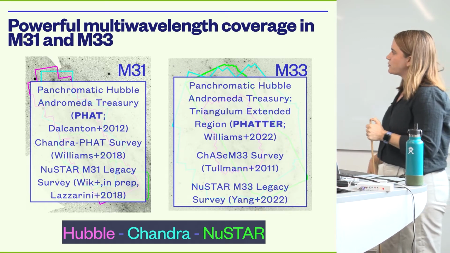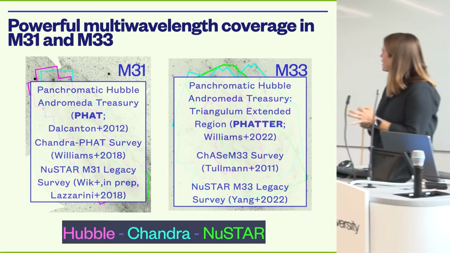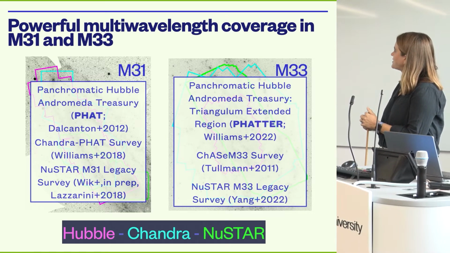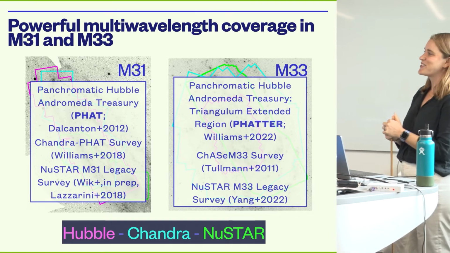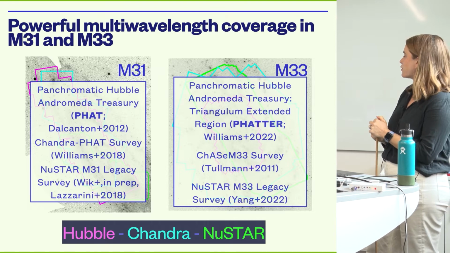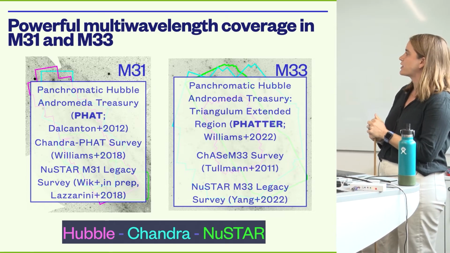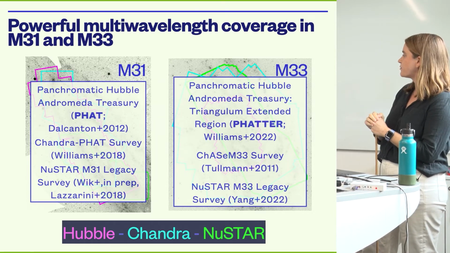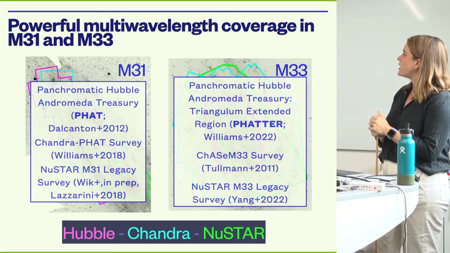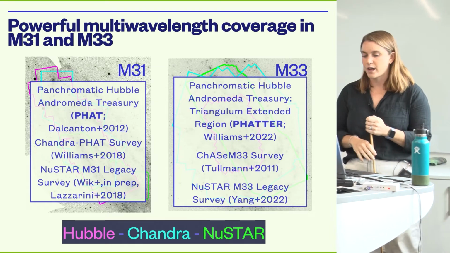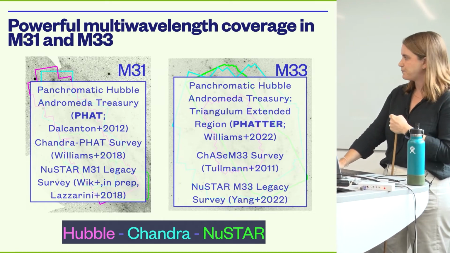So then in M33, we're using the PHATTER data, which is the Panchromatic Hubble Andromeda Treasury Triangulum Extended Region, which is kind of a forced astronomy acronym. And then we also use a Chandra survey, the ChASeM33 survey, which has been out for a while, but covers a really large area of M33. And then, still kind of a work in progress, I'm trying to fold in the NuSTAR M33 legacy survey, which was just published this spring.